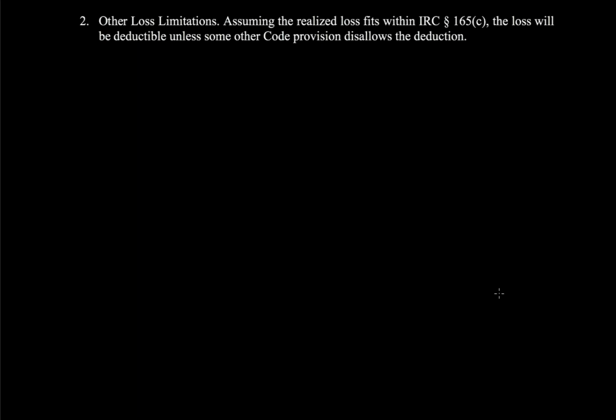So in this video, once you determine there's a loss, and once you go through the general rules of Section 165 and determine whether the loss can actually be taken, which 165 in itself is considered a limitation, now we have to consider other loss limitations. So assuming that the loss fits within Section 165(c), the loss will be deductible unless some other code provision disallows the deduction. Some examples of major loss limitations include Section 267, related party loss limitations. This is really what I want to focus on in this video.